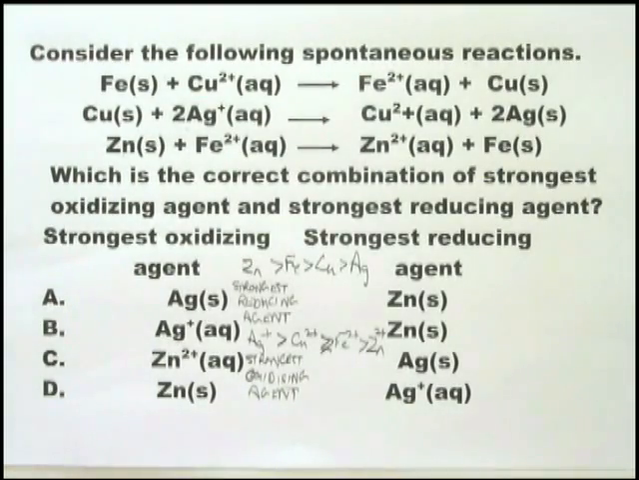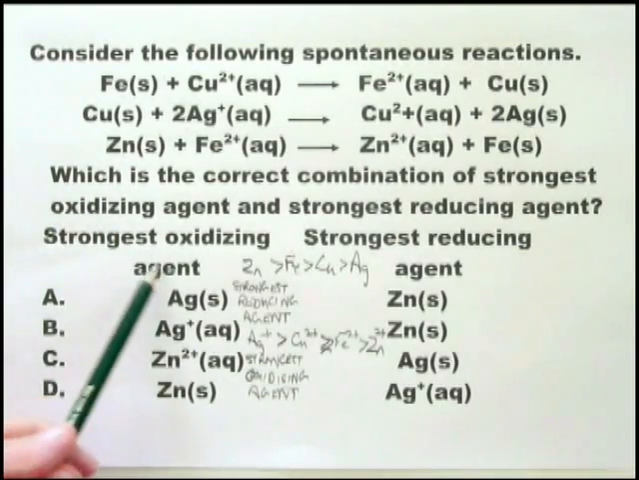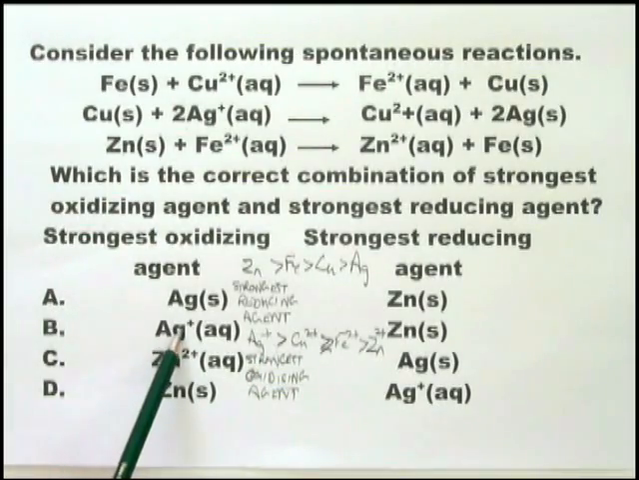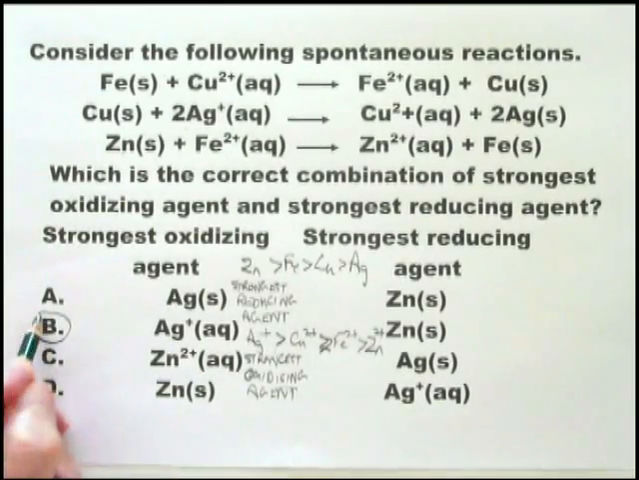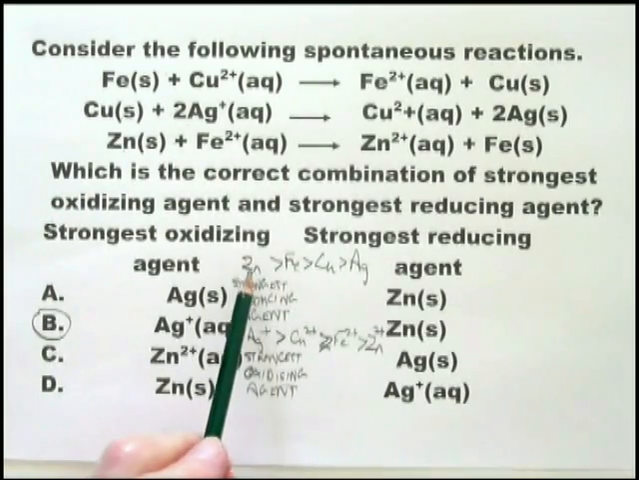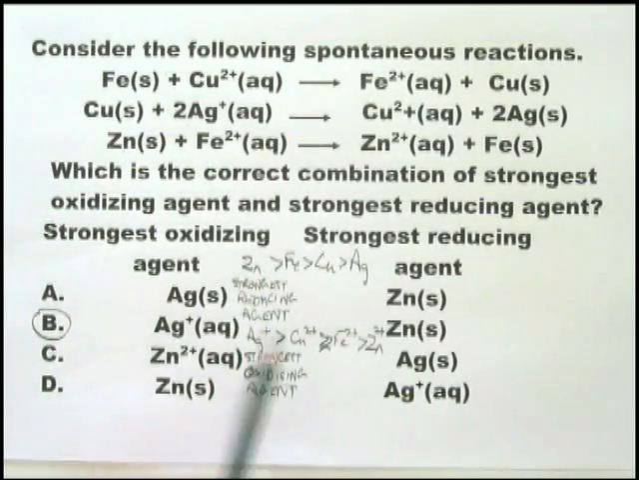Okay, so now we have all the information we need to answer this question. What is the strongest oxidizing agent? Well, we know it's Ag+. Lo and behold, it is this one. Let's just check that it comes with the strongest reducing agent, and the strongest reducing agent is zinc, Zn. So B is clearly the answer here.